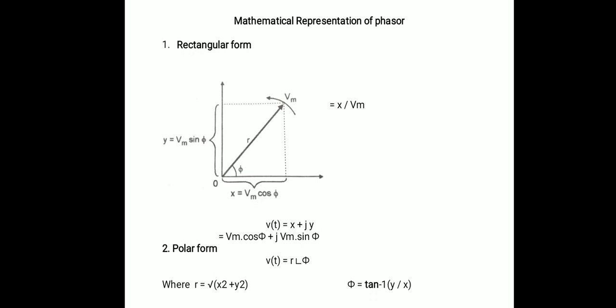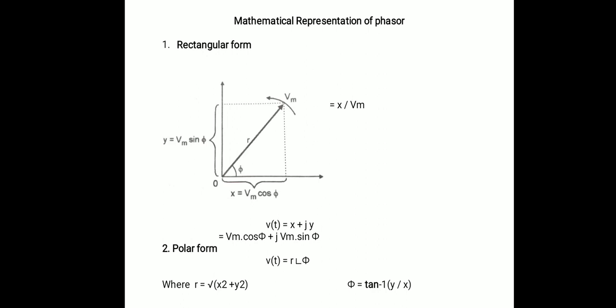Mathematically we can represent the phasor in two ways. One is the rectangular form and the second one is the polar form. In rectangular form, the phasor can be represented by the equation V of t is equal to x plus jy, and we have to determine what x and y are. In polar form, V of t is equal to r at the angle theta, and we have to determine the value of r and the value of theta.